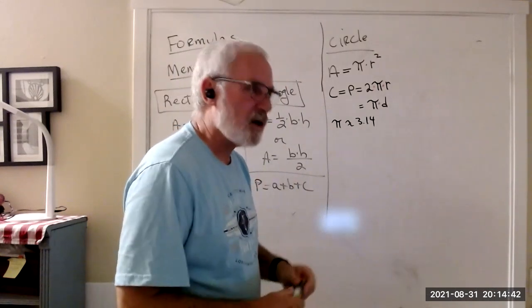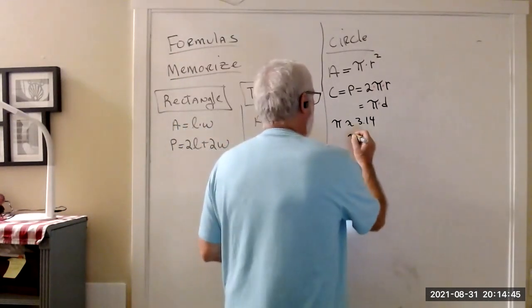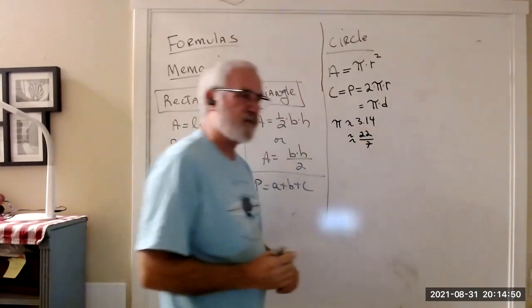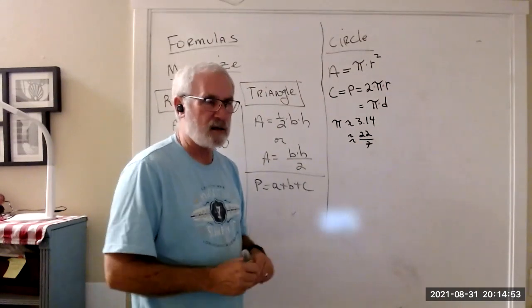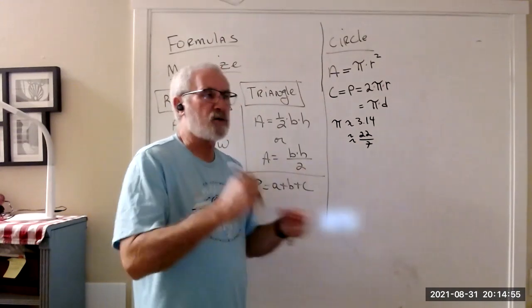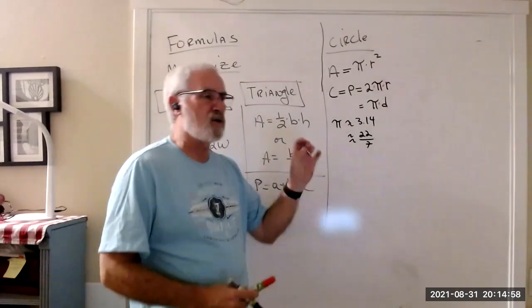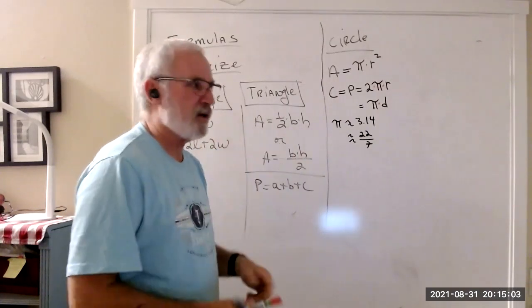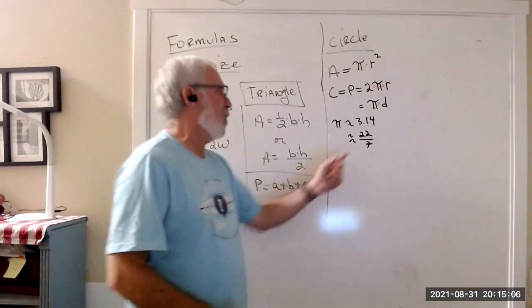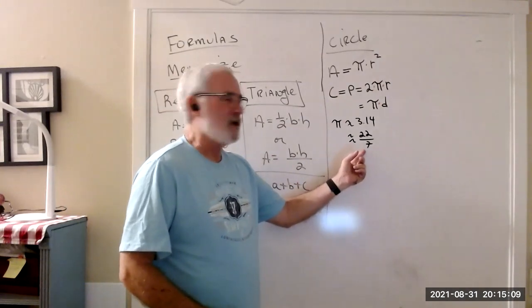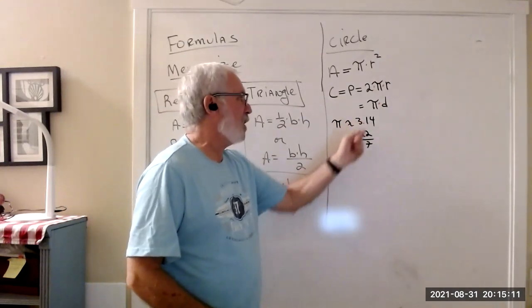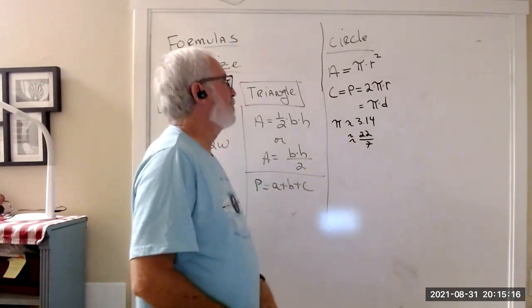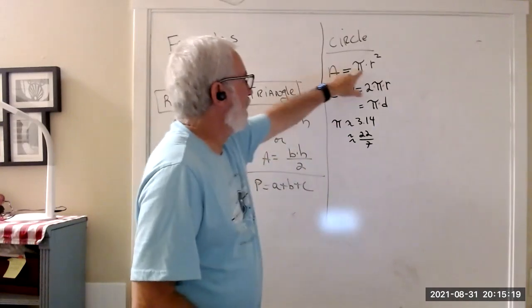Or, in some instances, they'll tell you to use 22/7. That is a good fractional approximation of pi. Okay, so you just follow the directions. Sometimes it'll say use 3.14, or it'll tell you 3.1415, whatever. Just read the directions, okay? Or it'll say use 22/7. Again, both of those are an approximate value for pi. Good enough. Okay? So pi is that.